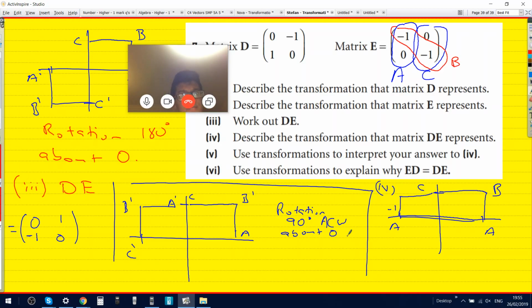Oh, okay. And then use transformations to explain why ED is equal to DA. Because... ED, we haven't marked that out. No. So do you have to work out ED? I don't think you do. You have to explain why they're the same. But I don't know how to prove that they're the same without having to solve them. ED would be the same as DE.